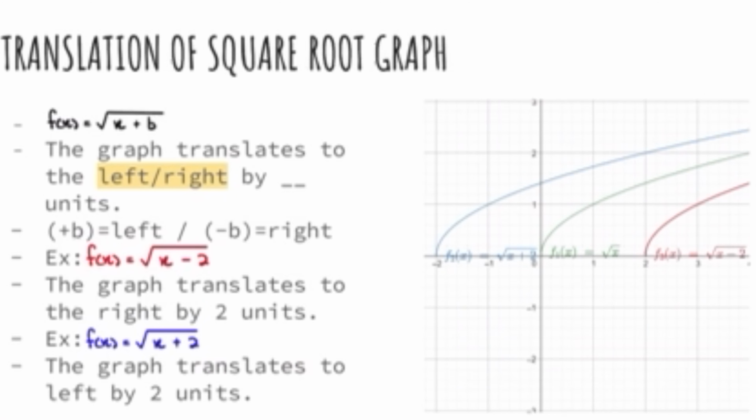For the translation of a square root graph along the x-axis, it can be achieved by adding or subtracting a value on the inside of the square root symbol, as per the example given, which is the function equals square root of (x plus b). If b is a positive value, the graph will be translated to the left, while if b is a negative value, the graph will be translated to the right. If we observe the example shown, when the function is root of (x plus 2), the graph translates to the left by 2 units, which is the blue graph. And when the function is root of (x minus 2), the graph translates to the right by 2 units, which is the red graph.